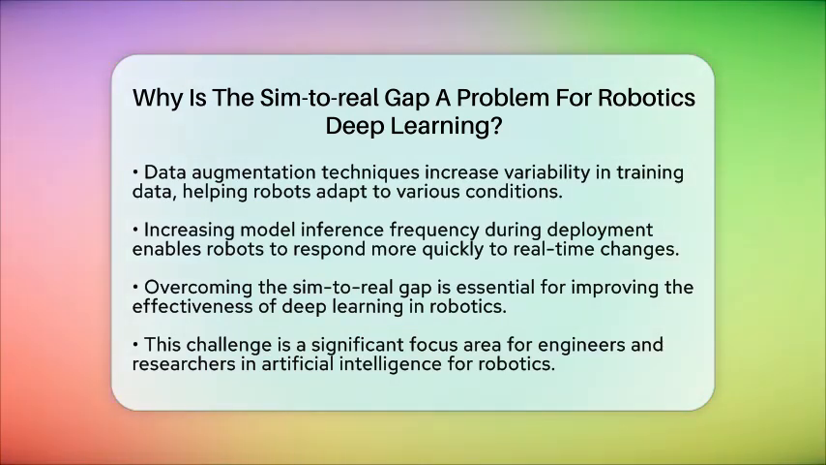Ultimately, the sim-to-real gap poses a challenge for the effectiveness of deep learning in robotics. It creates a disconnect between training and real-world performance. Overcoming this gap is vital for enabling robots to learn complex tasks in simulated environments and execute them reliably in the real world. This area is a major focus in the field of artificial intelligence for robotics, as engineers and researchers work to make robots smarter and more capable in everyday situations.